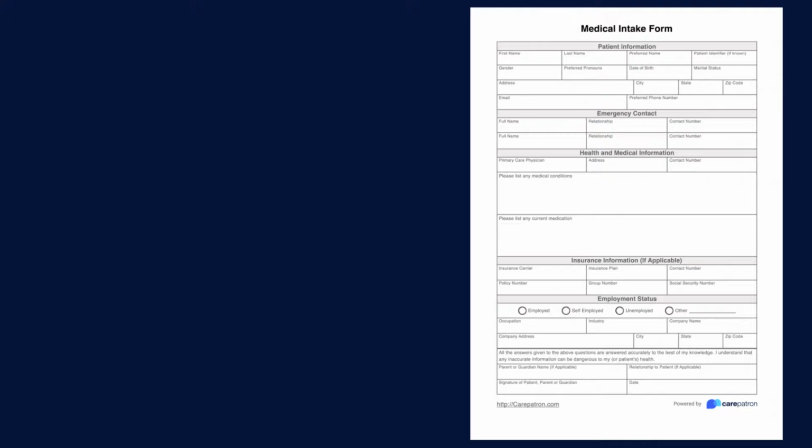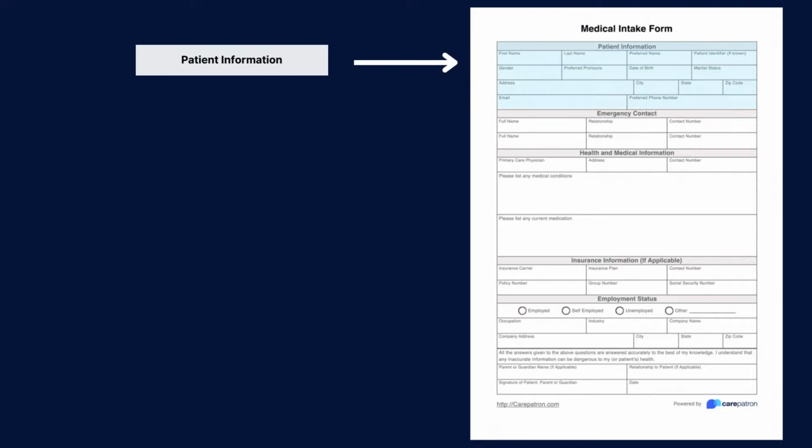On the right side of this screen, you'll see a screenshot of what our medical intake form looks like. It's separated into 6 different sections. At the top is the patient information section. This gathers personal details, including the name, date of birth, address, and contact details of the patient.